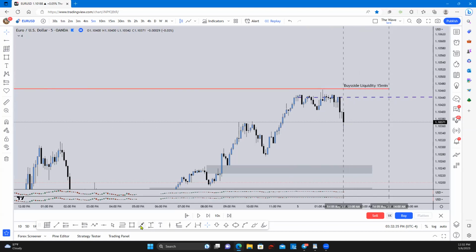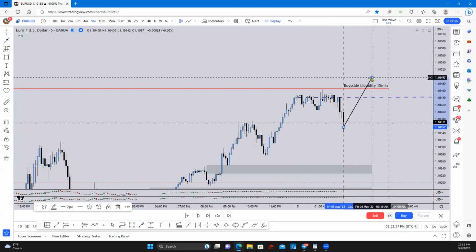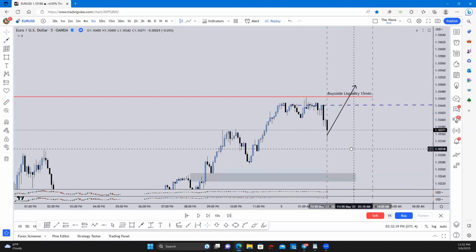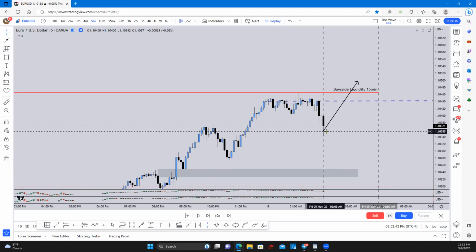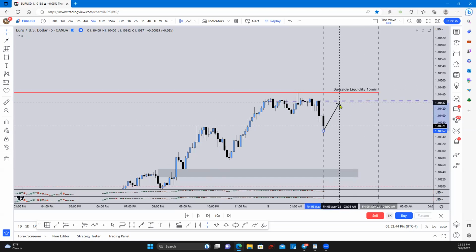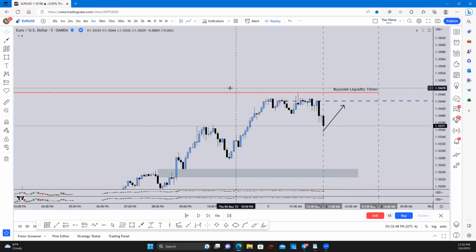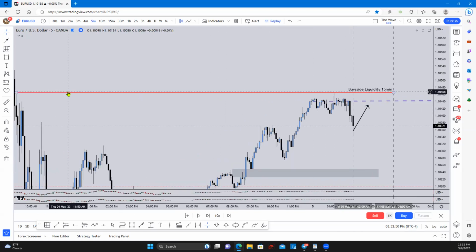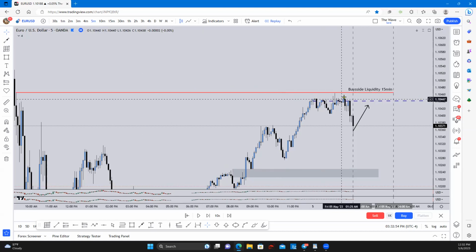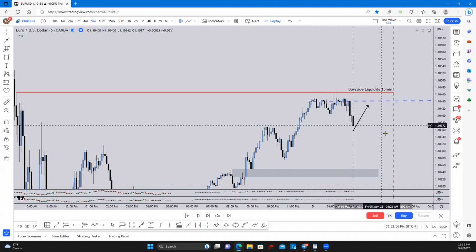So this is going to be your Judas swing. This is what ICT calls the Judas swing. So why is price going to go up here? Because we have liquidity in the form of equal highs. This is suspicious. When you see very equal highs, this is where liquidity is.